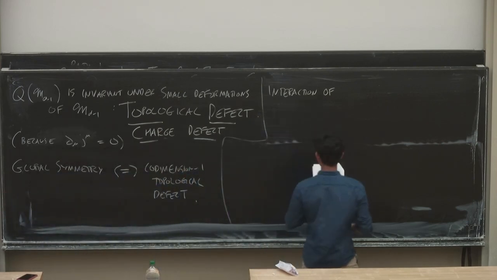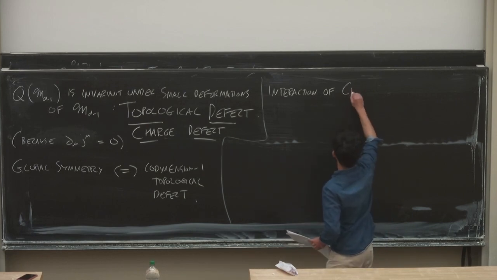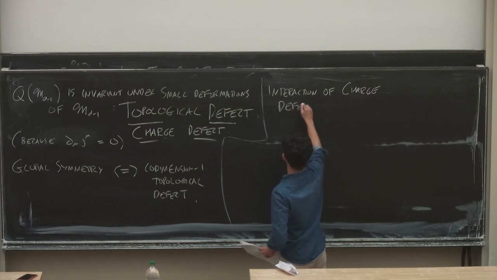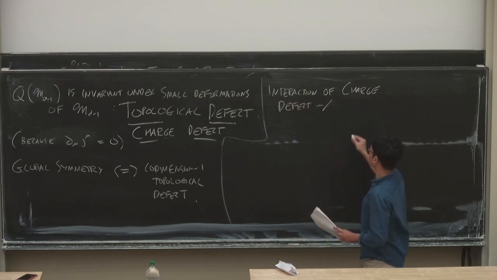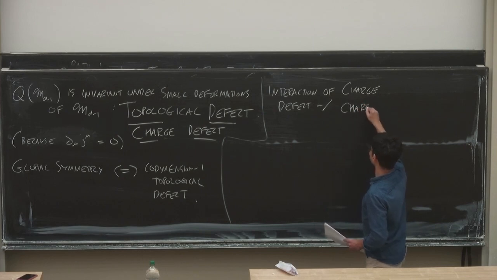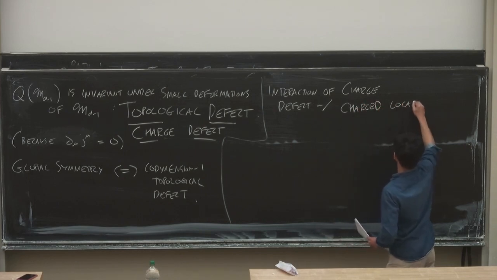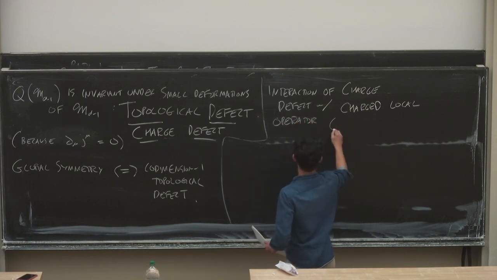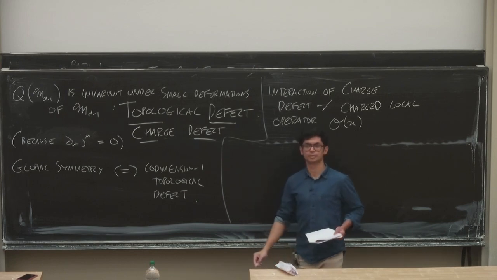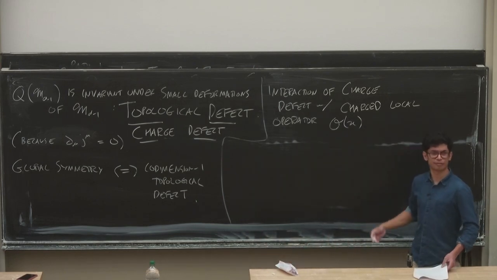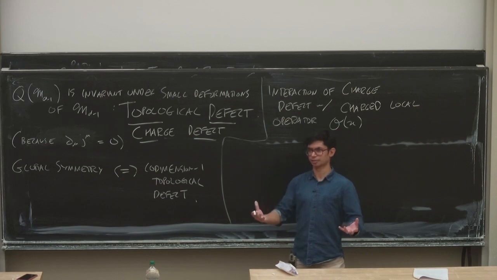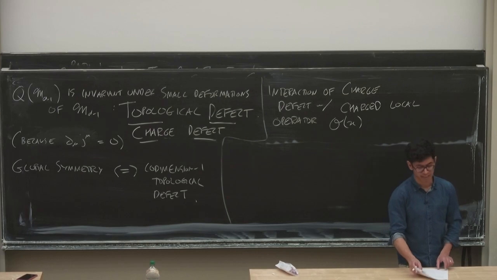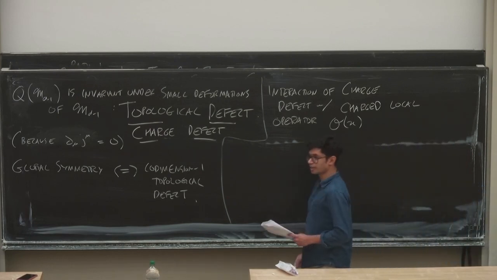Okay, so now I want to consider the interaction of the charge defect with a charged local operator, O of x. Previously my O was my fundamental field. I now want to be more abstract, and do it in a way that doesn't make use of the fundamental field nature or use the Lagrangian in any way. So what is the starting point?